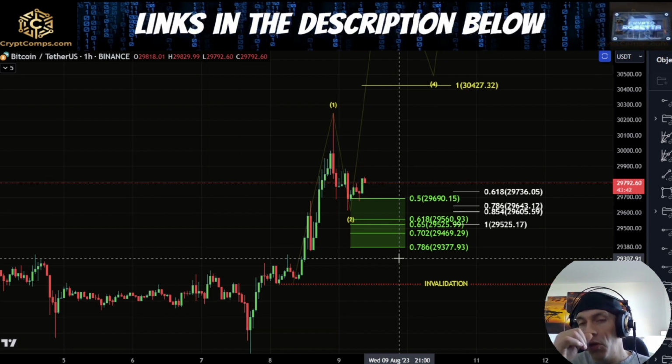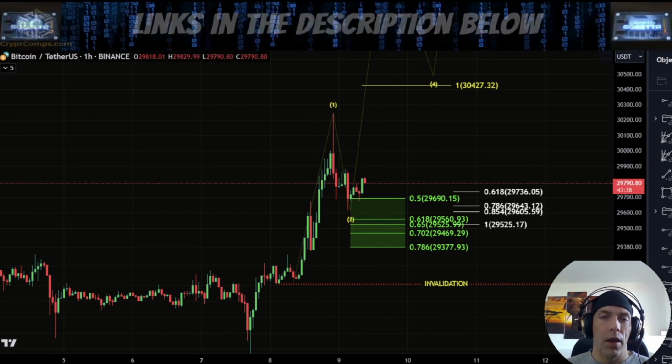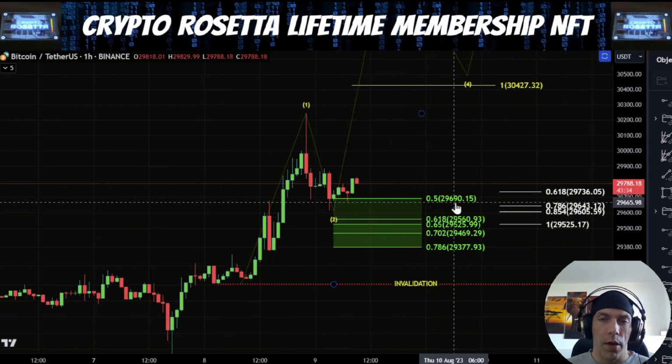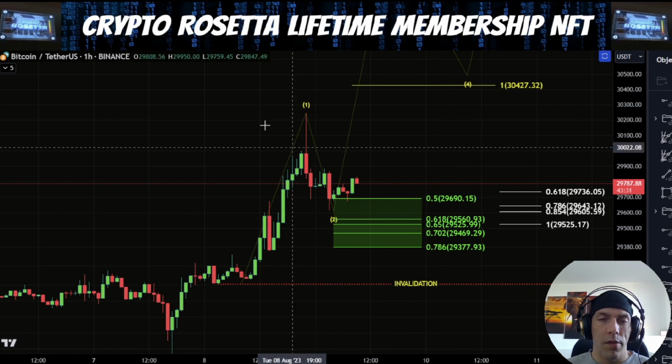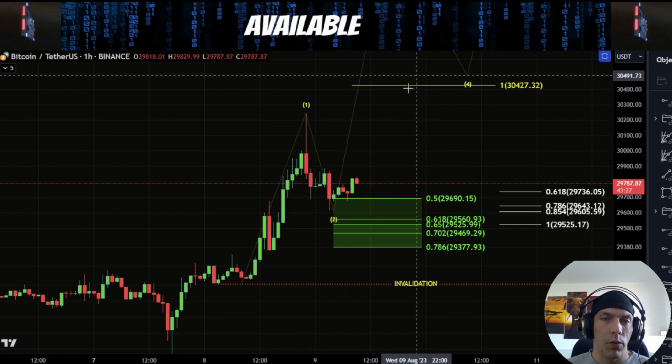29,146 area. We do have this possibility of price looking to push down one more time here and then having a much more impulsive structure up. We have come down into this 0.5 to this 0.618 area, so we need to be on the lookout for that possibility. This could start to build something from this area.